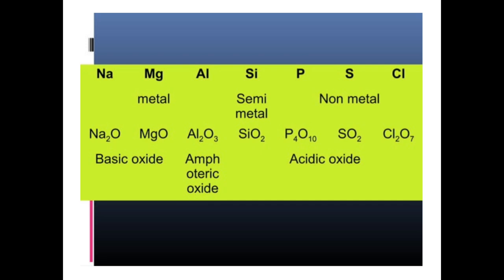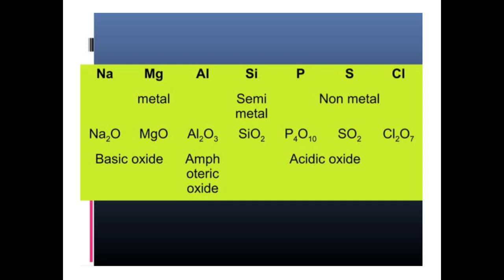Now let's look at the interesting part of these elements in period 3. They all form oxides, but their oxides have different characteristics. For instance, sodium can form sodium oxide, although sodium is able to form more than sodium oxide. Sodium can form sodium peroxides and sodium superoxides. It's only sodium that can form this peroxide and superoxide. So you have sodium oxide, magnesium oxide, aluminum oxide, silicon oxide.